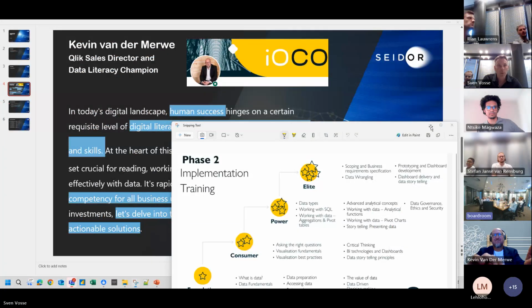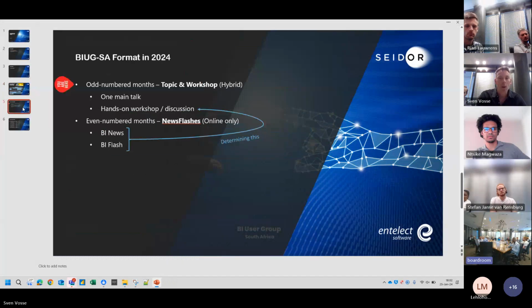I'm just going to share my screen because I've got a tiny bit of admin to do quickly. Right, so just as a reminder to everyone, what I started saying earlier and what we say every time: the odd months are hybrid events, the even months are online only. As a guideline, the odd-numbered months have one main talk, like what we had today, and sometimes also a hands-on workshop, which we didn't do today.